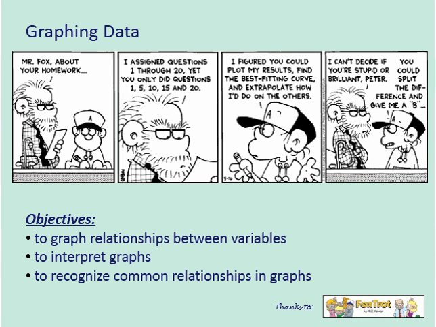And then by doing so, we can do our third, to recognize some common relationships in graphs. Are the two variables related linearly, or is it a quadratic? How does one variable change with respect to the other?